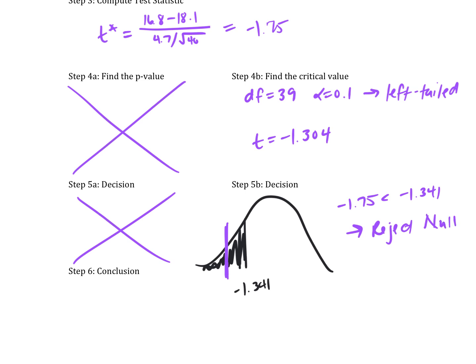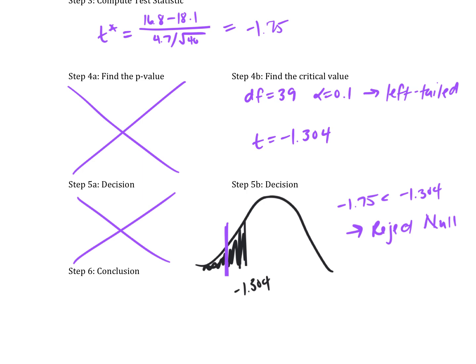Where did we get negative? I mean, it doesn't change the answer, but I don't know where I got negative 1.341 at. Sorry about that. Yeah. Try that again. All right, there we go. Is that better? Thank you.